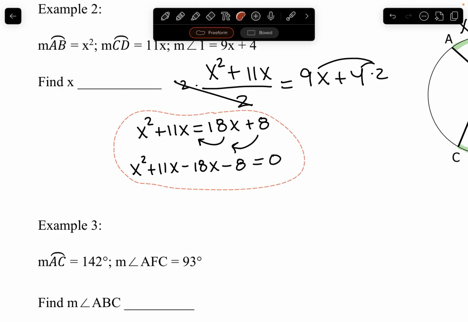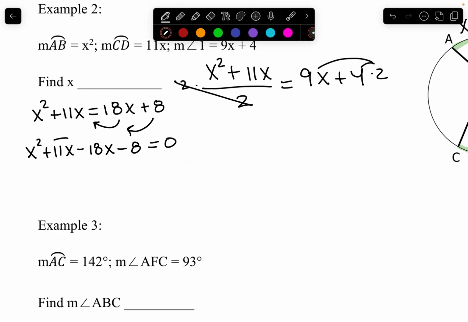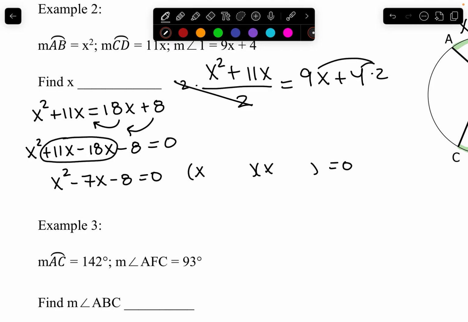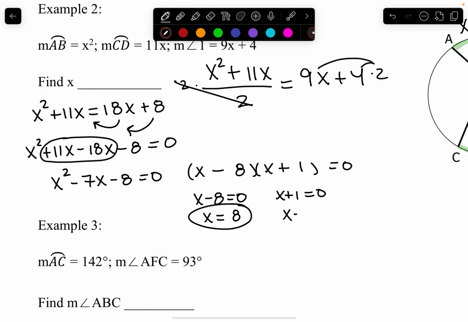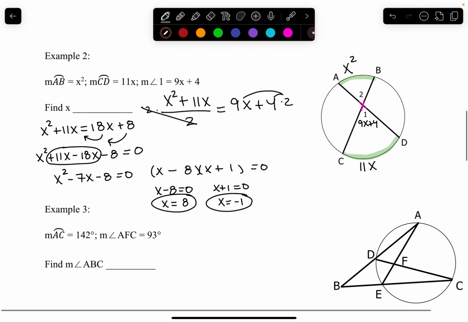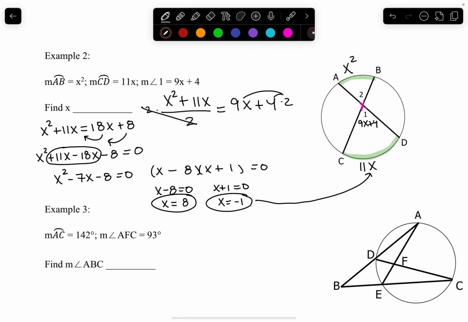I'm going to scoot this over so that I have some more space. All right, we got x squared minus 7x minus 8 equals 0. When I factor this, I get x and x. I get 8 and 1. I need a -8 and a +1. X minus 8 equals 0, and x plus 1 equals 0. So x is going to equal 8, and x is going to equal -1. I need to test both of them. If I plug in -1 down here, I'm going to get a negative arc length, which doesn't work. So x will only be able to be 8. X is not by itself anywhere, so I don't need a degree symbol.